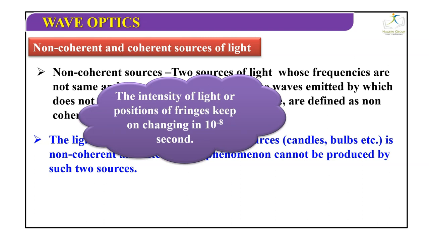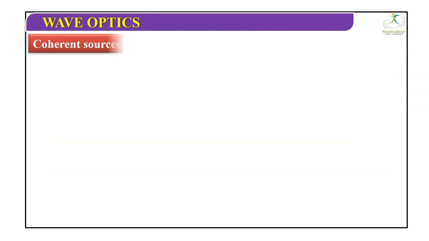Students, keep these things in your mind. Non-coherence is a phenomenon we see in a candle burning and in a bulb, but they don't have any idea why this kind of thing happens. So the intensity of the light or the position of the fringes keeps changing, in about 10 to the power minus 8 seconds. Now moving ahead with the topic, coherent sources.